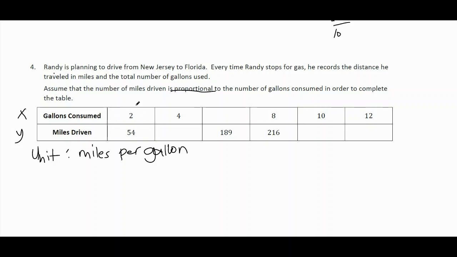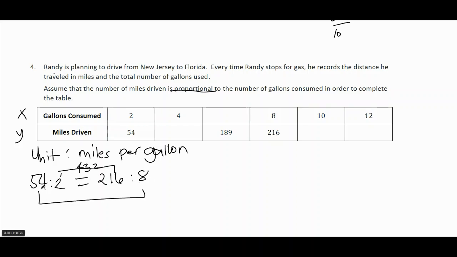Okay. So how do I identify? Since there are only two given ratios, what we're going to do is to see if they are equivalent. So 54 is to 2 is equal to 216 is to 8. So 2 times 216 is going to be 432. 54 times 8 is going to be, yes, that is 432. So definitely we got this one as proportional. It is correct.